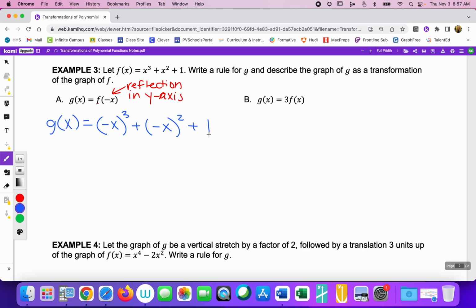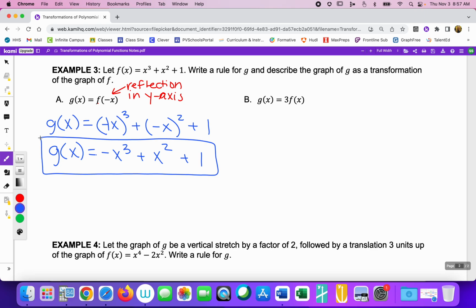Now negative x to the third power. Technically there's a negative 1 right here. What's negative 1 to the third power? Negative 1. So an odd amount of negative signs, it's going to stay negative. So this would be a negative x cubed. What about negative x squared? So negative 1 squared is a positive, so it's going to be plus x squared and plus 1. So this is what a reflection in the y-axis would look like for that original function. That's the answer for that.